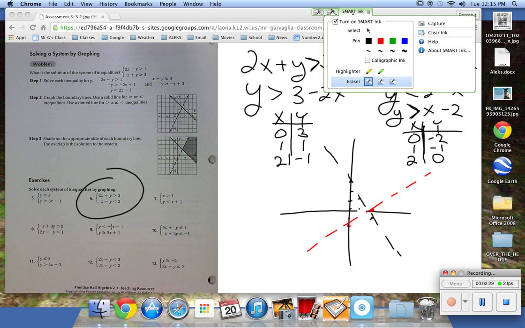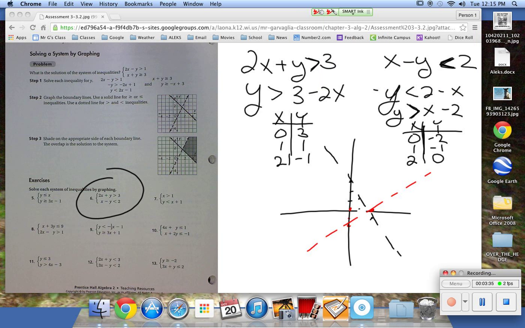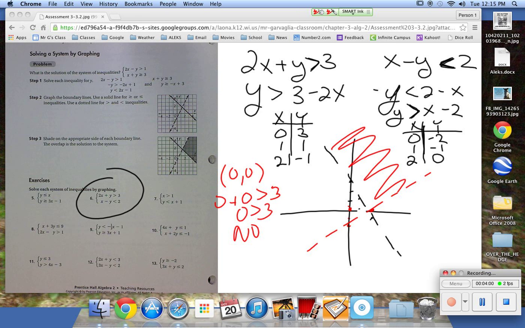Now, where do we shade on both of these? We're going to use the 0, 0, the origin right here, and plug it into each one of these to figure out which side we should shade. So if we put 0, 0 into this equation first, it would be 0 plus 0 is greater than 3. Is 0 greater than 3? No. So we would shade the opposite side of where this one was. We would shade over here.